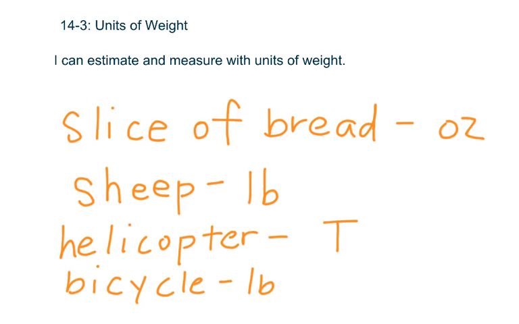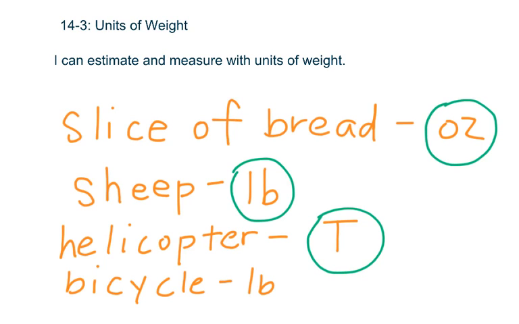Luckily, with these three units of measure being very different, it's a little bit easier than some of the other units to estimate. Ounces tend to be items that are really small. Tons tend to be items that are very big, and pounds tend to be everything in between.